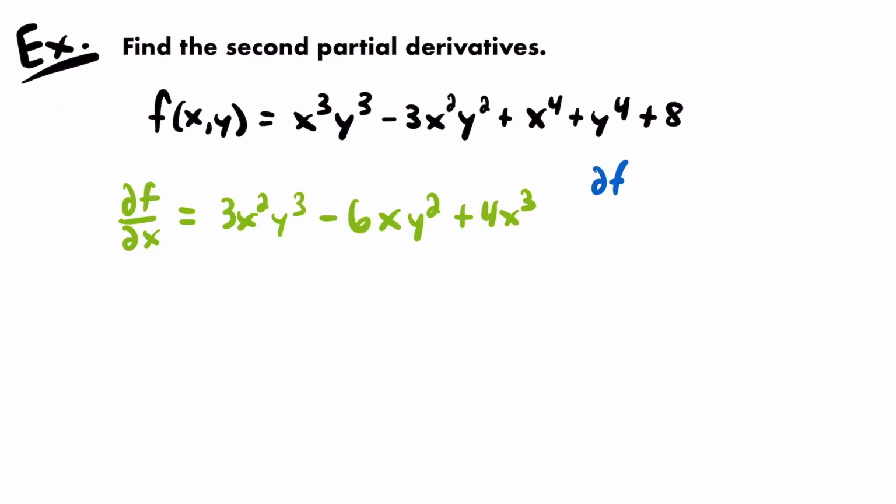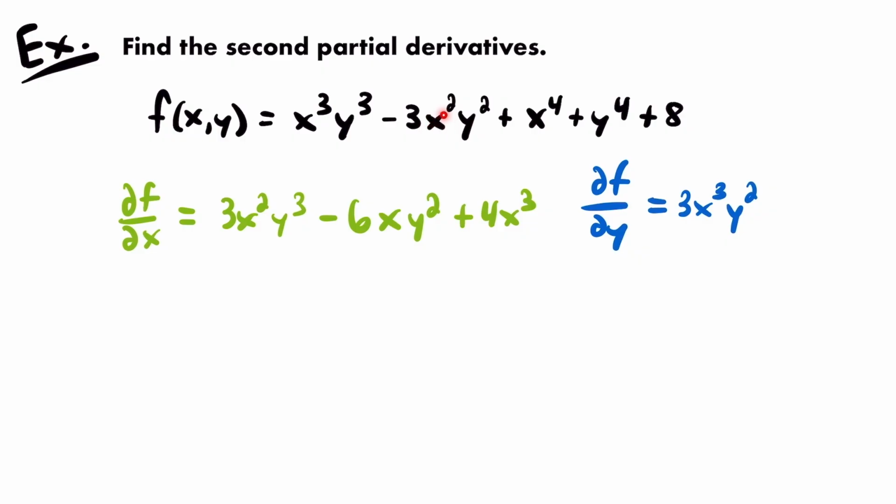But now let's find the first partial derivative with respect to y, df dy. And so let's go through all of that again, but now treating x as a constant and differentiating with respect to y. And so looking at the first term here, x cubed times y cubed, you would treat x cubed as a constant, so take the derivative of y cubed and leave x cubed alone. So multiply this 3 down and subtract 1 from that exponent, and you get 3x cubed times y squared. Then, moving on to the second term, we have negative 3x squared times y squared.